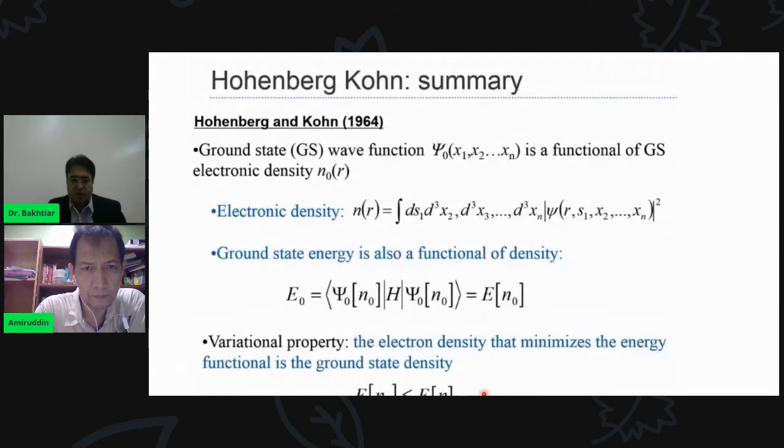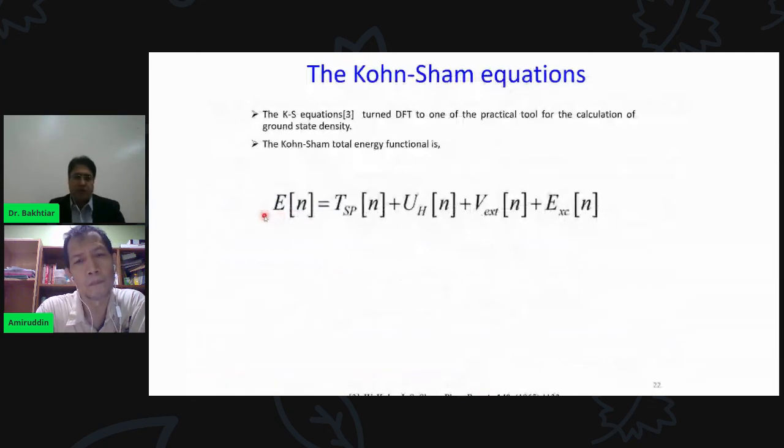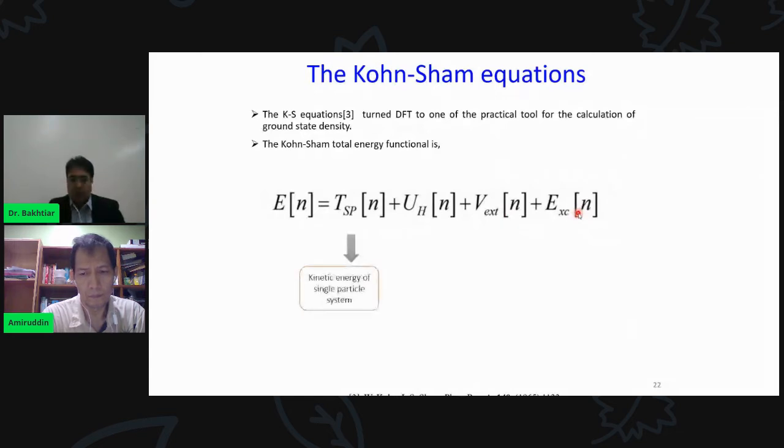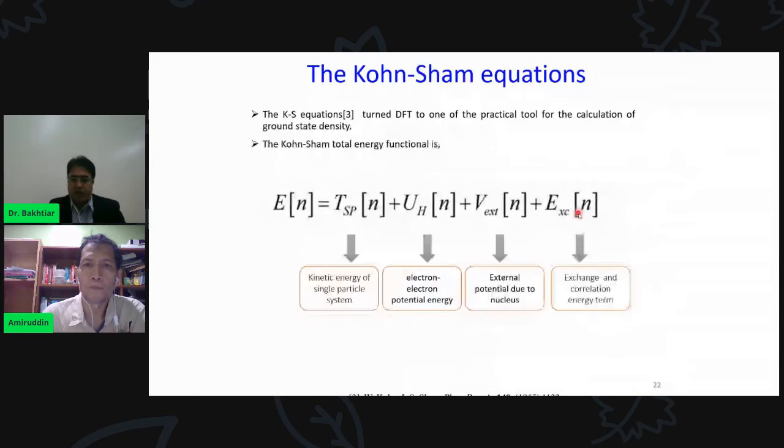And it was the Kohn-Sham equations that solve this problem. In the Kohn-Sham equations, the many body energy is shown in component form. We have the kinetic energy term for the single particle system, then the potential energy, the external potential due to the nucleus, and then we have the exchange and correlation energy term.